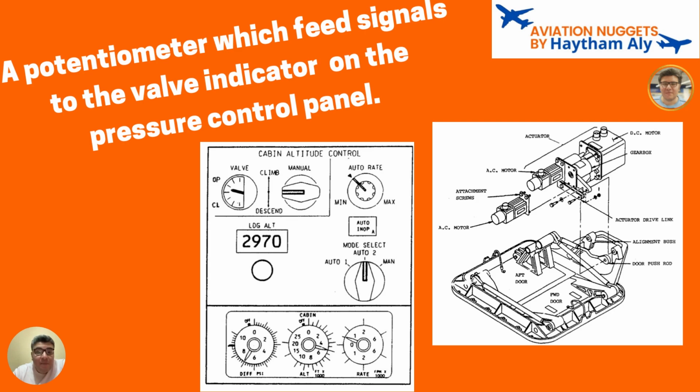As you can see here, we have a cabin pressure control panel, and on the panel we have the status of the outflow valve. It is open or closed, fully open or fully closed, whatever the position of the valve. So this is regarding indication.